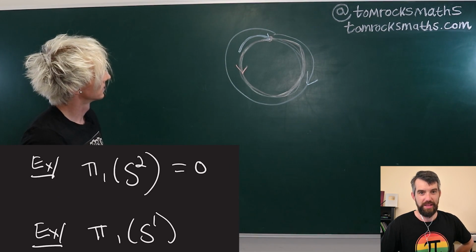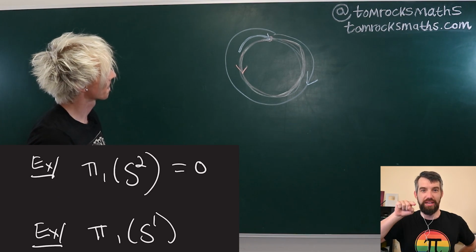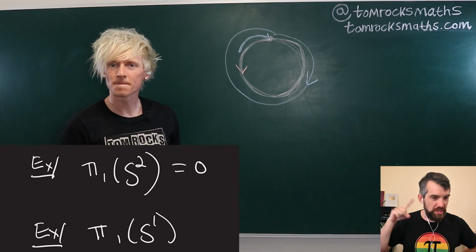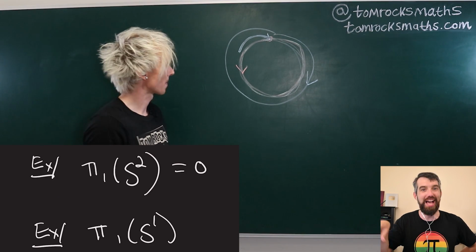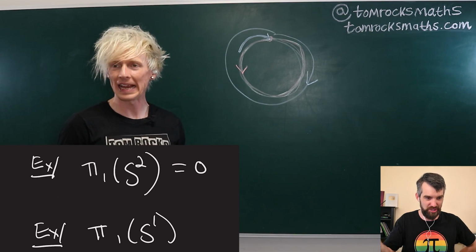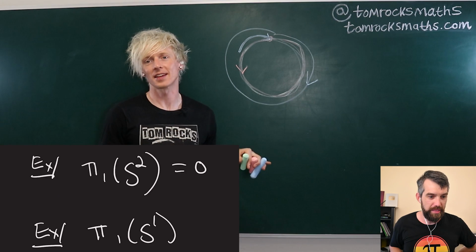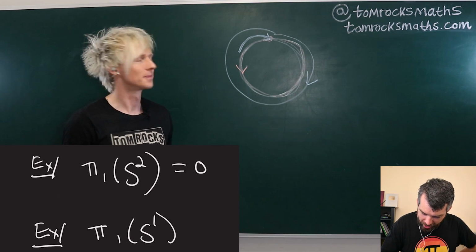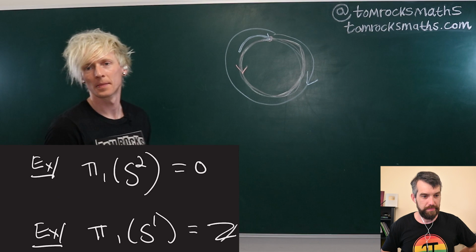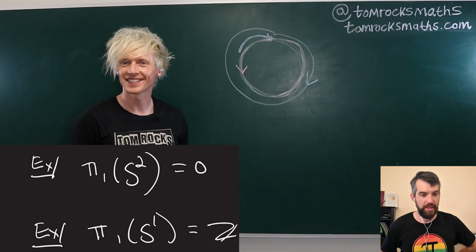That's right. So I think when I look at this, I could loop around no times, 1 time, 2 times, 3 times, 4 times, -1 times, -2 times, -3 times, and so forth. Any integer number, I think. That's right. So let's call pi1 of S1 the integers. I see. Nice.